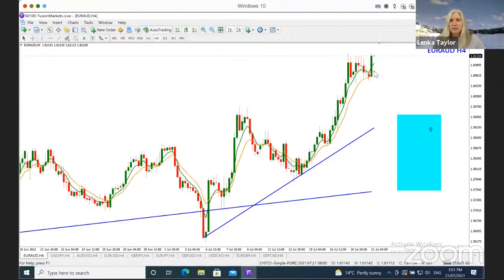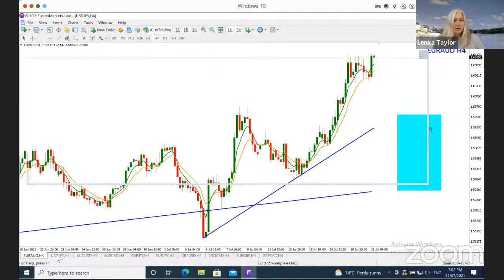So to be able to enter this trade, the price needs to retrace back either to this level here or even to the trend line there. So still looking for long on this one, but not at the moment. So that setup will take a little while to happen.